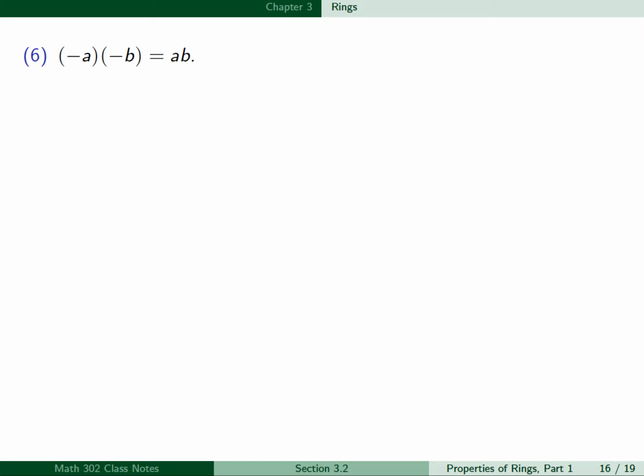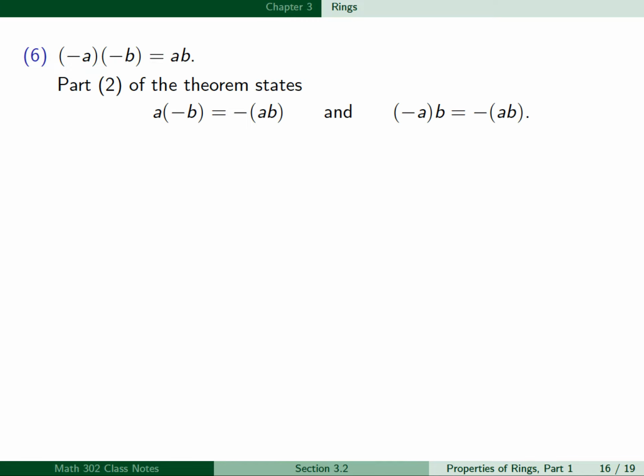Next is property 6, which is minus a times minus b is equal to ab. Now the proof of this one will be a little bit different than the previous proofs. So we'll start with part 2 of the theorem. Now part 2 of the theorem states that a times minus b is equal to minus the quantity ab, and minus a times b is minus the quantity ab. So there are two equalities in part 2, and so these are the two equalities sort of written separately.